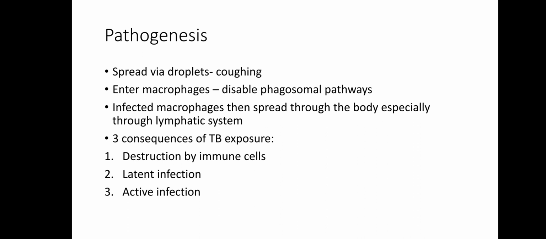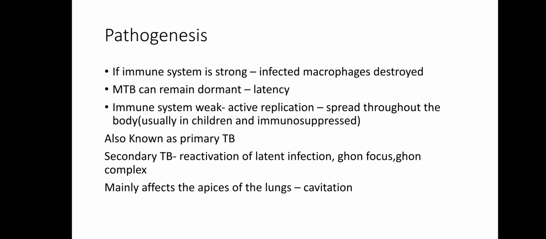And then the third one is active infection. It's when you get exposed to the bacteria, your immune system is weak from the beginning. So it doesn't have that ability to cage that bacteria down. So the bacteria just replicates and spreads all over. So usually the active infection is called the primary TB. We'll look at it later.